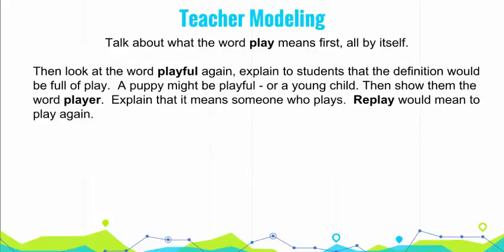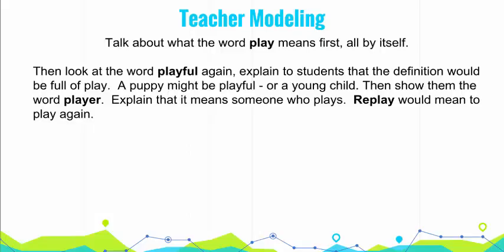The teacher modeling phase should take around 10 minutes, depending on the needs of your students. First, discuss the word play all on its own. Ask students what it means to play. You might lead them into knowing that play is something you do for enjoyment or recreation. You might play outside by running around, or you might play inside with Legos and dolls.